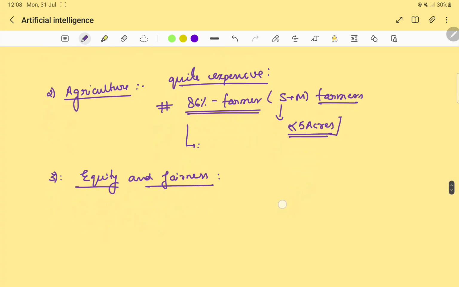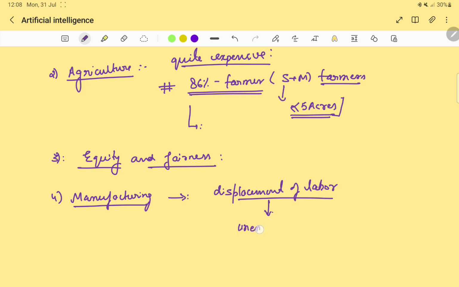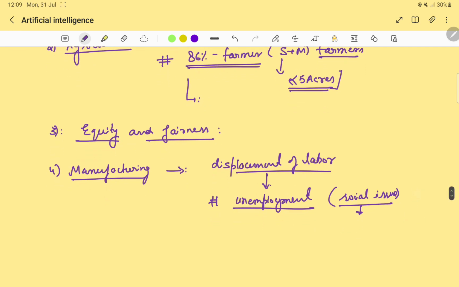Then also, if you utilize it in the manufacturing sector or any sector which is driven by labor, artificial intelligence has the potential to cause displacement of labor, and displacement of labor will create labor unrest and unemployment in the economy. Unemployment is not good because it creates social unrest. Unemployment itself is one of the biggest challenges for the Indian economy. So it is a social issue along with the economic challenges that it poses.